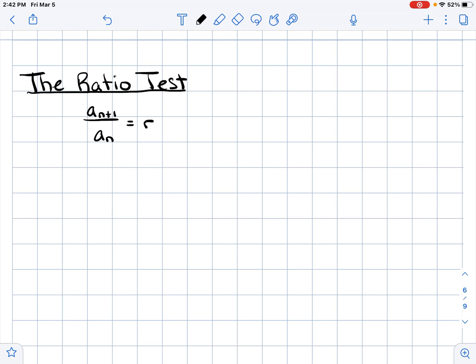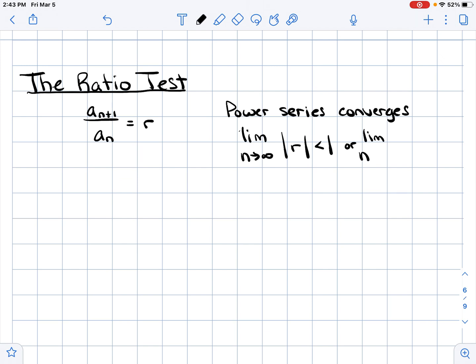If we can do that for any power series, then we would know that the power series will converge as long as the limit as n approaches infinity of the absolute value of r is less than 1. Or, in the situation that we just looked at, the limit as n approaches infinity of the next term divided by the previous term is less than 1.